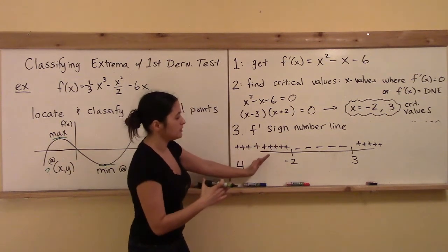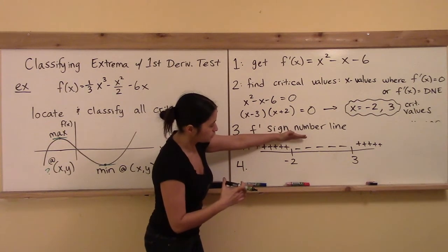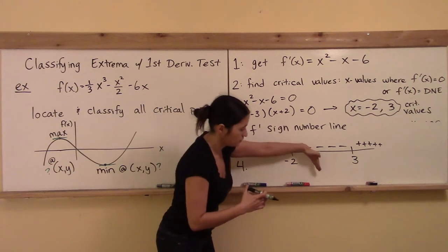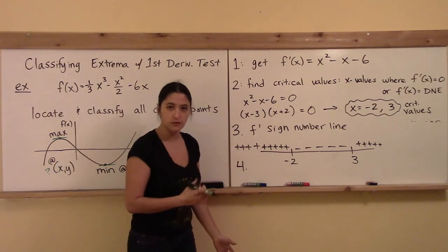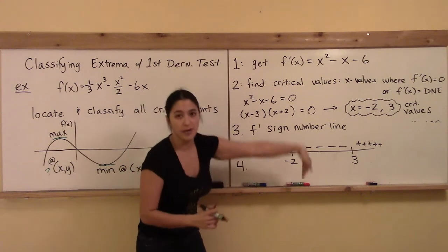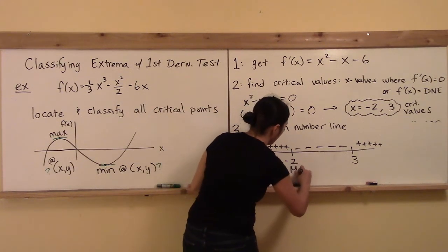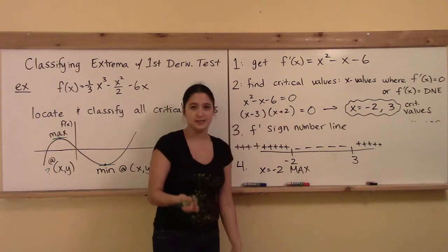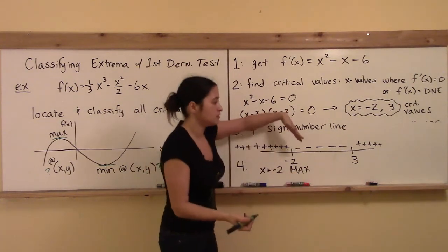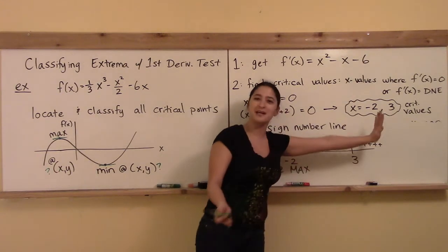The function is increasing, and then it hits 0 at minus 2, and then it's decreasing. And what kind of relative extrema is that? Goes up, hits a peak, goes back down again. This is a max. X equals minus 2. That's a max right there. Alright, and the same logic on the other one is going down, and then it hits some rock bottom, and then it goes back up again.